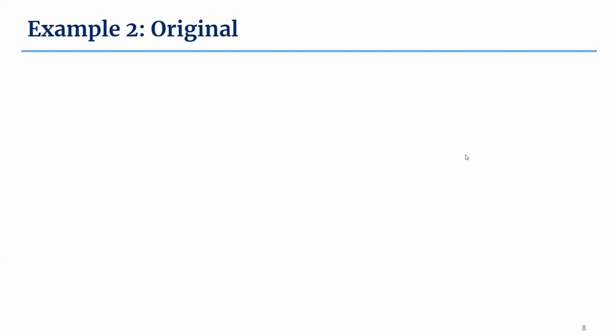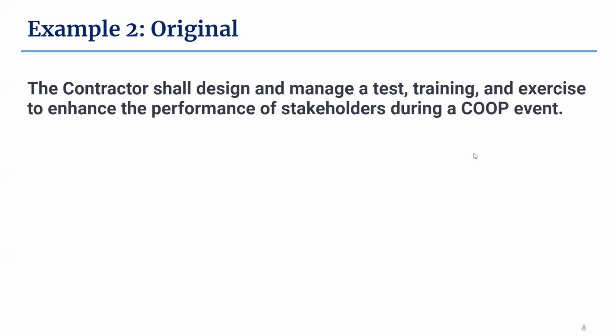All right, let's look at another example here. So this is the original statement. The contractor shall design and manage a test, training, and exercise to enhance the performance of stakeholders during a COOP event.